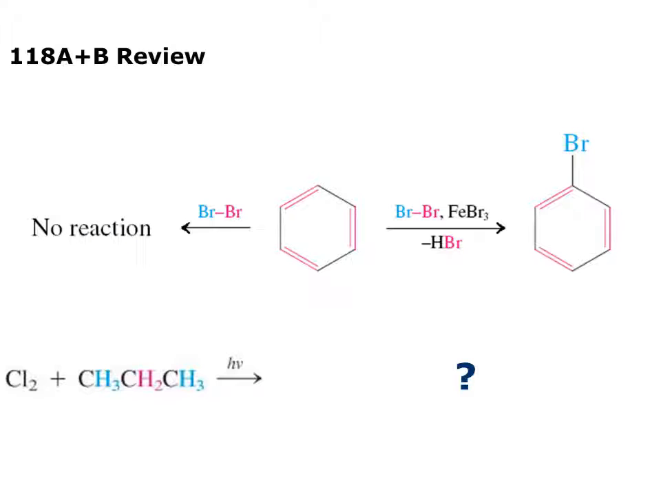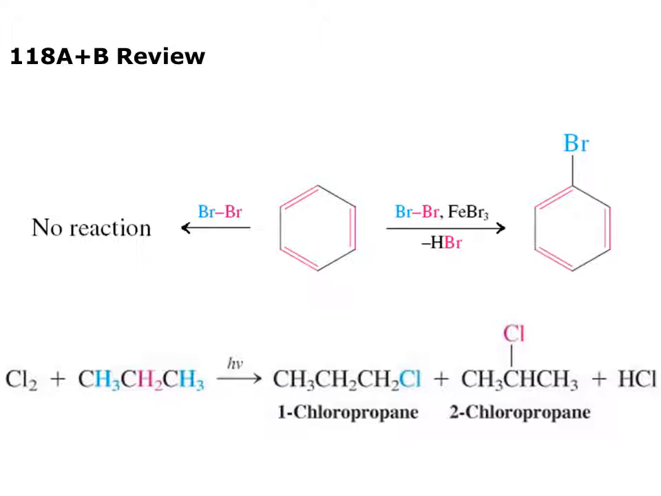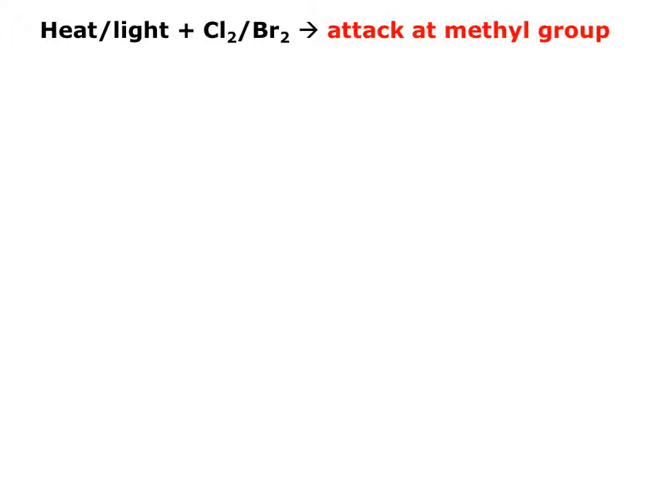Much earlier in the course, way back in 118A, we talked about radical reactions with halogens, and that they could substitute out a hydrogen through a free radical mechanism. We would have more of the 1-chloropropane because we have a methyl group on each end, so more available hydrogens to create that. We're going to combine these reactions for the first part of our benzene substituents chapter. We're going to combine those two concepts using heat, light, and a halogen to allow us to attack a methyl group off a benzene ring.